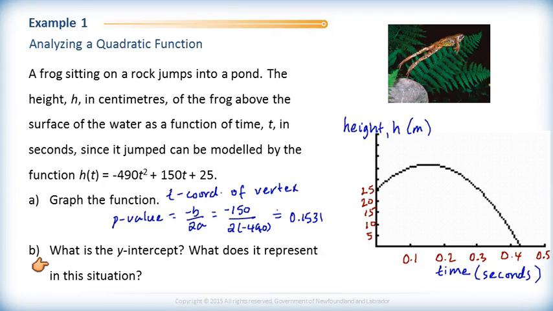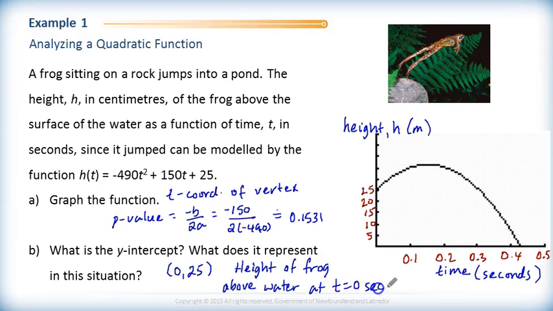Now, what is the y-intercept? Well, we can tell the y-intercept very quickly from the graph. It's 25. We should also be able to tell it's (0, 25), the c value, because we're in standard form. So it's (0, 25), and it represents the height of the frog when it first jumps, or just as it's jumping. So it's the height of the frog at time 0. Height of the frog, that's above water, of course, above the water at t equals 0 seconds.